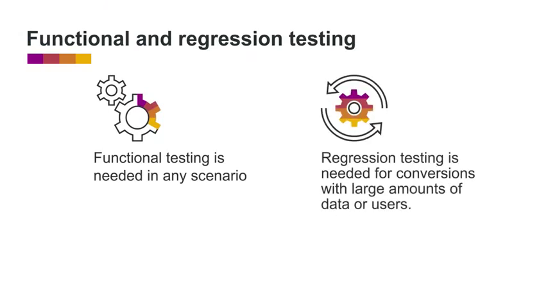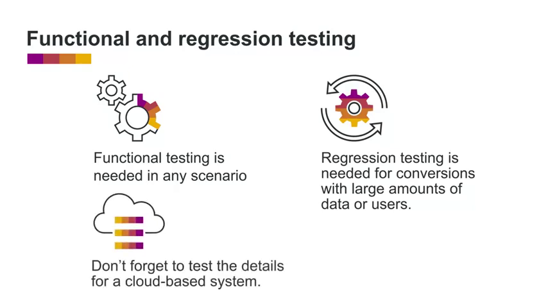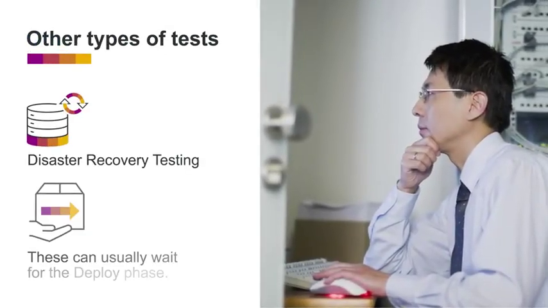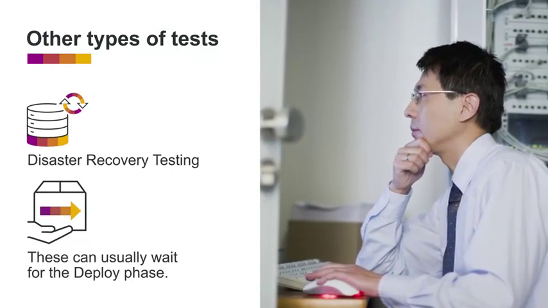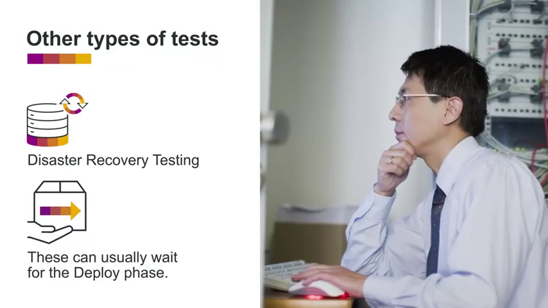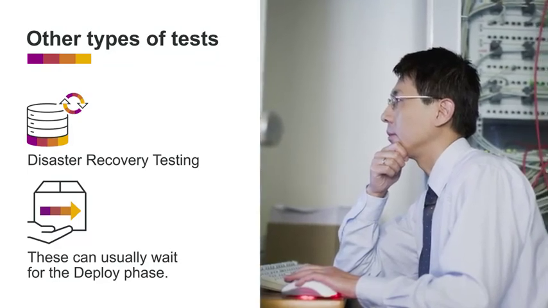Regression testing with a focus on volume and performance is needed in the case of system conversion involving large amounts of data or users. And since there are a lot of cloud-based systems, don't forget to test network bandwidth and other network details, like authentication. There are other types of tests, like disaster recovery testing, but those can wait for the deploy phase. They are agnostic regarding the solution details. Only the software and hardware that supports the solution are relevant.